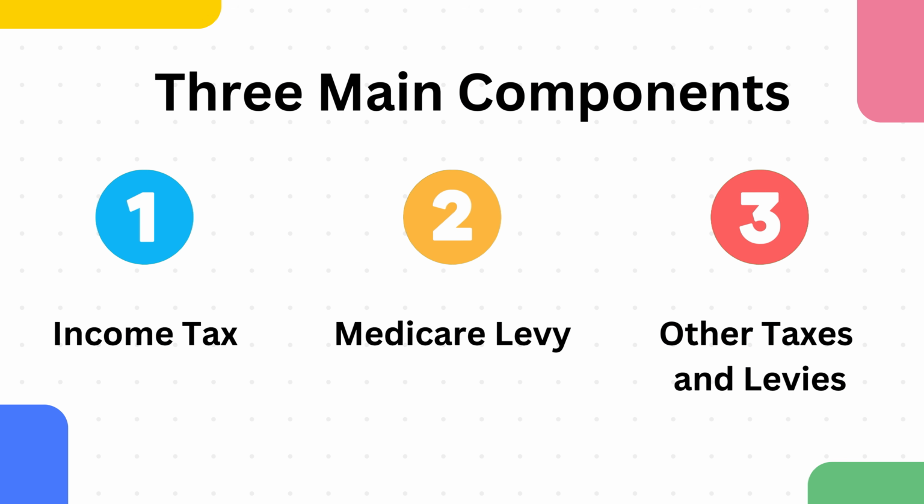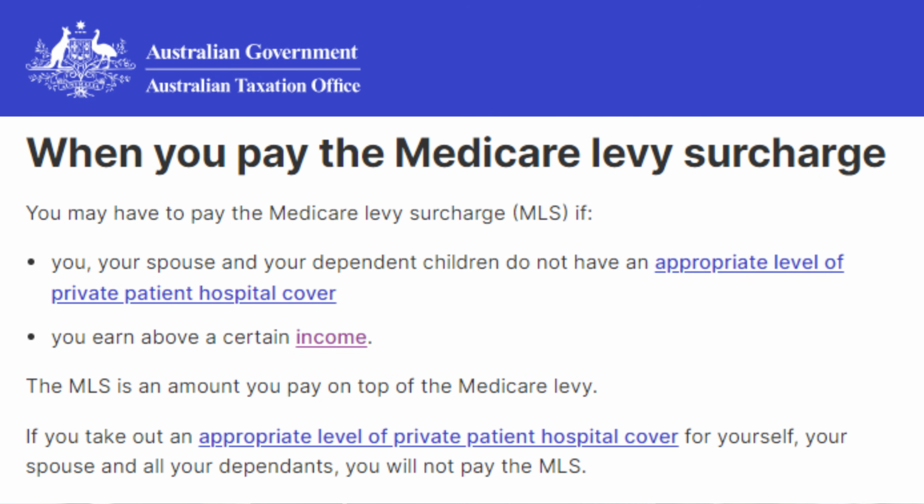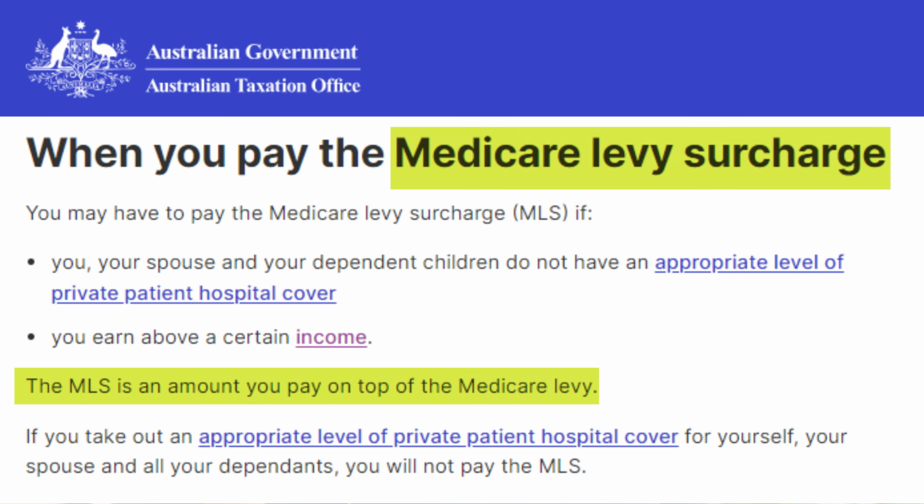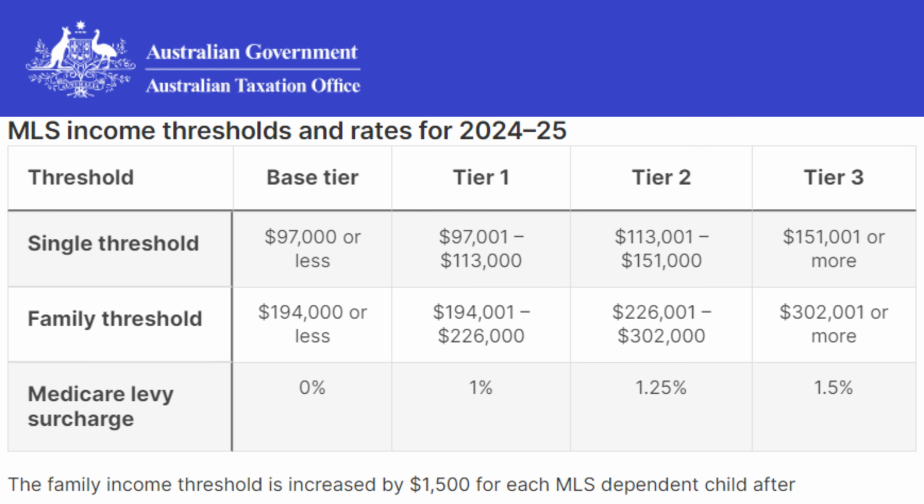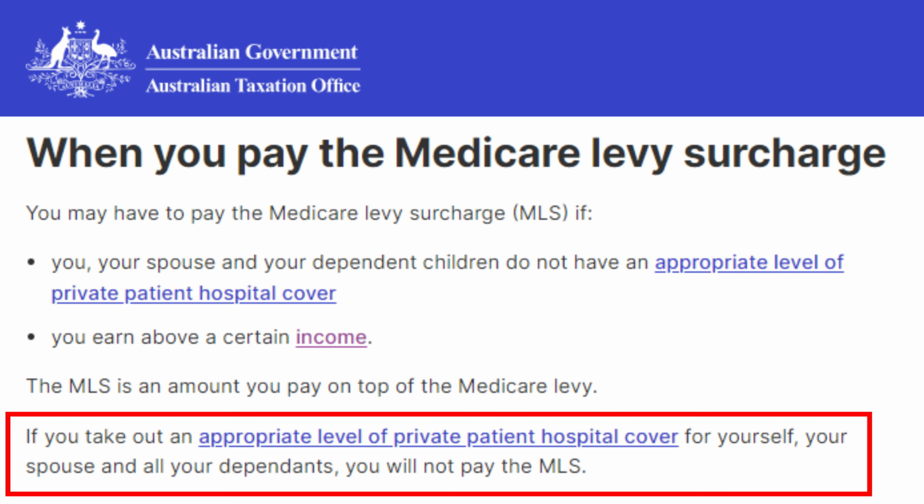If you do not have appropriate levels of private hospital cover and you earn above a certain income, you may have to pay the Medicare Levy Surcharge, which is on top of the Medicare levy. Depending on your family circumstances and income, a different rate applies. The Medicare Levy Surcharge can usually be avoided by taking out a private hospital cover for yourself, your spouse, and all of your dependents.